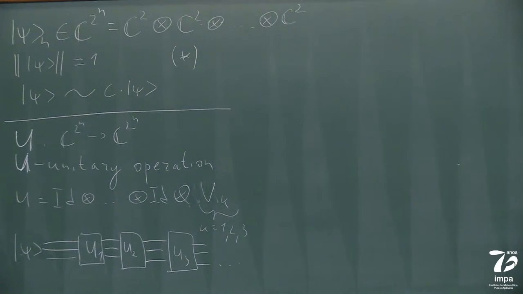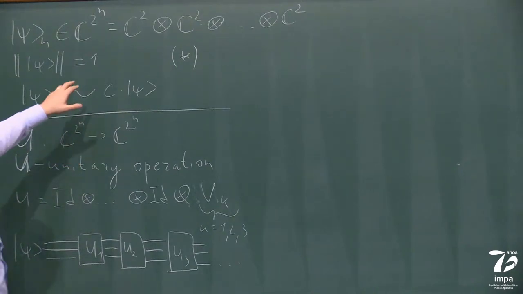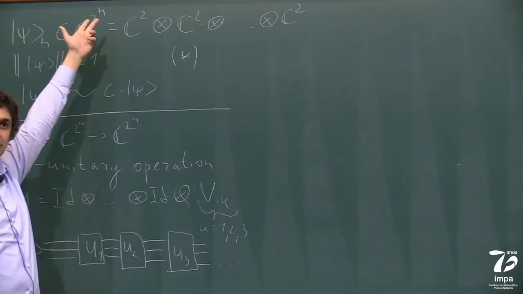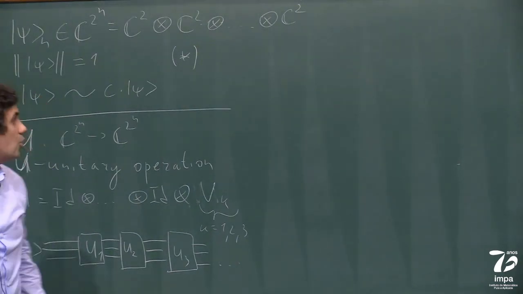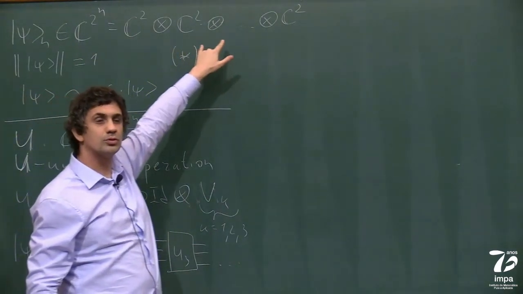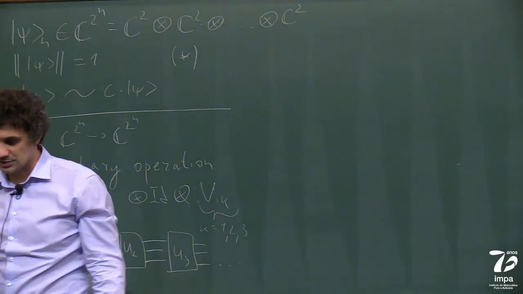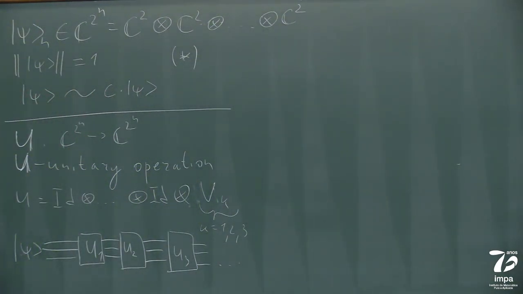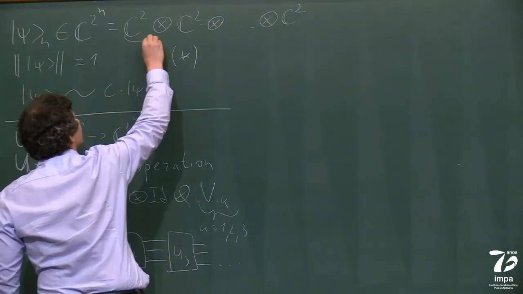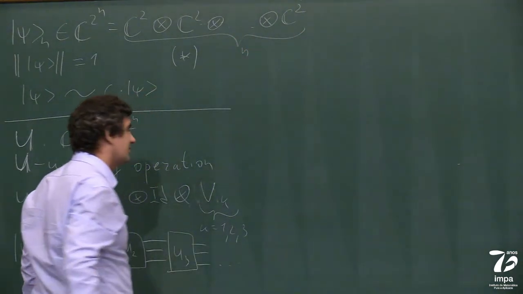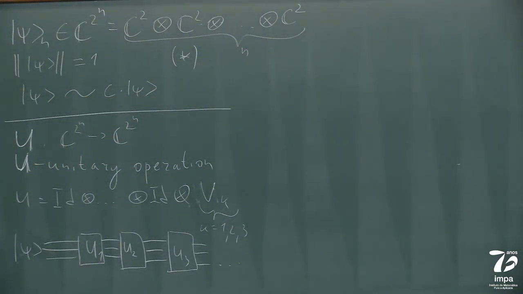Depending on how you prefer to look at mathematics and vector spaces, you can consider this as C to the power 2 to the power n, a space of dimension 2 to the power n, or you can consider this as a tensor product of C2 spaces, two-dimensional complex spaces. There are n of them. And so there are these two conditions.